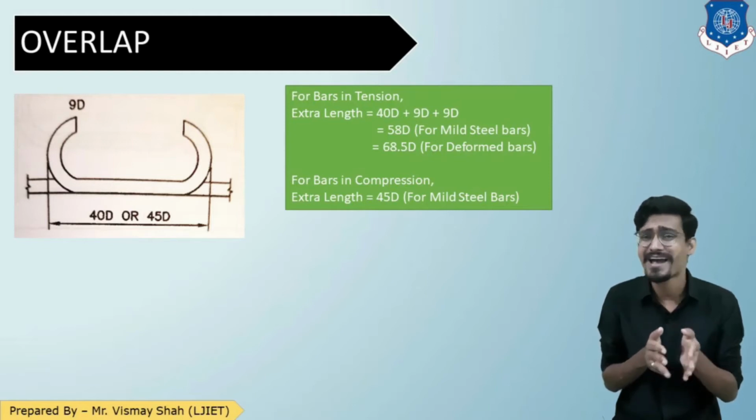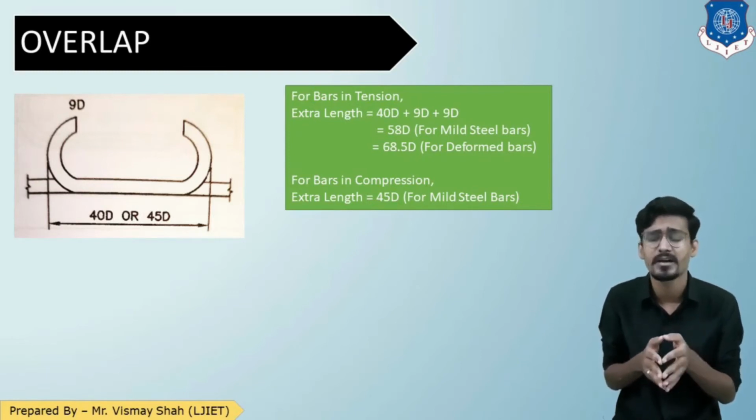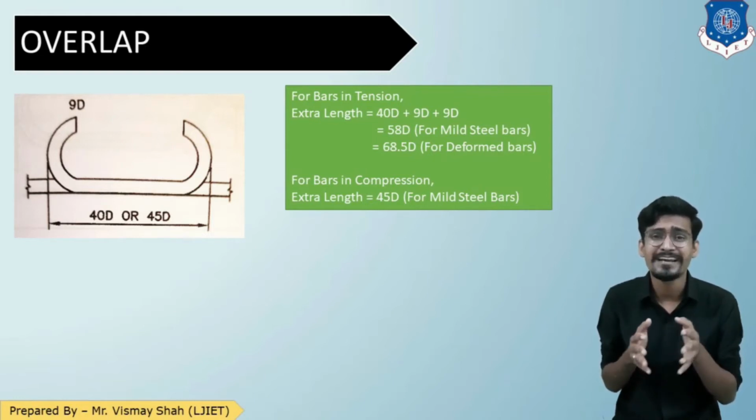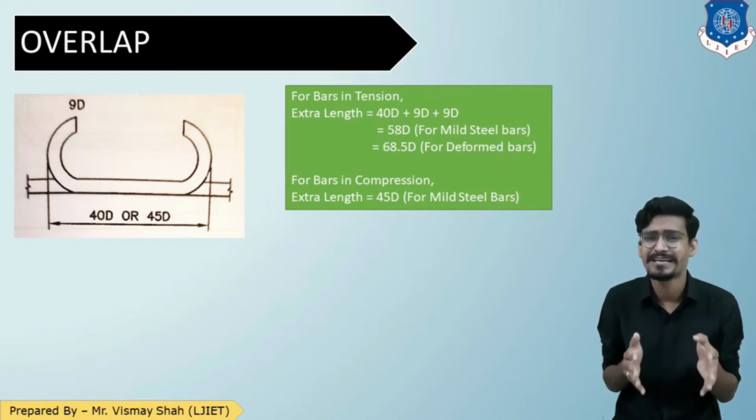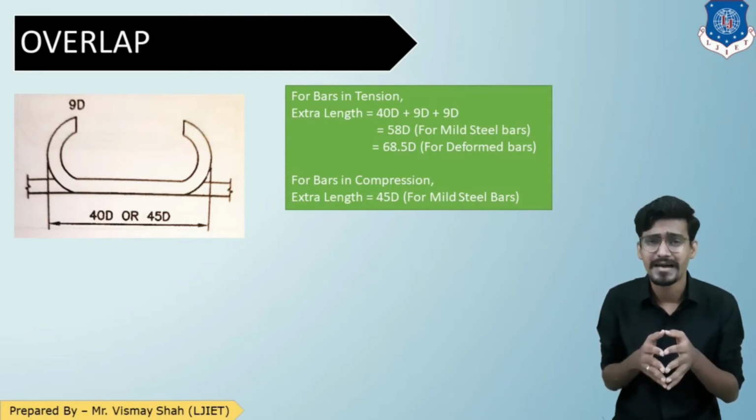If the bars are HYSD bars, we need to add approximately 19% or 18% or 18.5% as elongation. So it will be approximately equal to 68.5D. I hope we are clear about it. And if the bars are in compression, the length will become 45D for mild steel and 68.5D for HYSD steel. So that is for the overlapping of the bars.